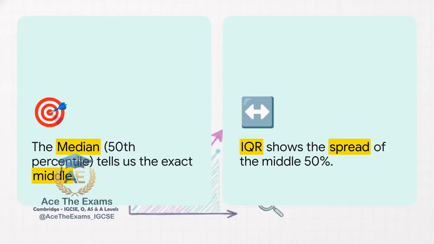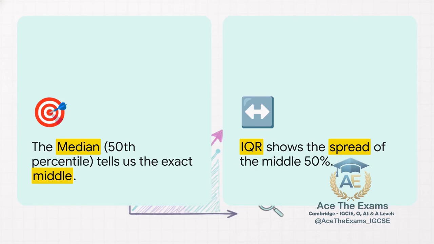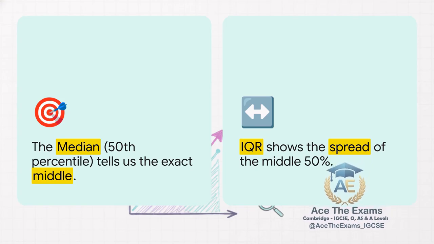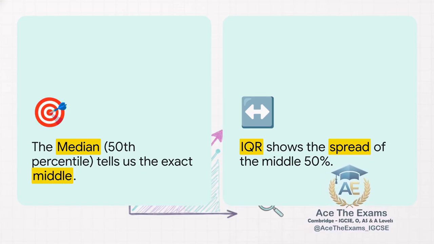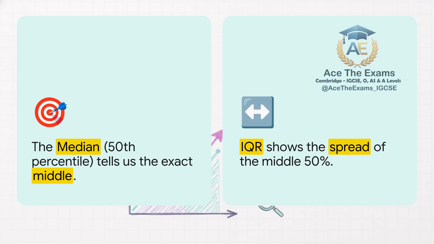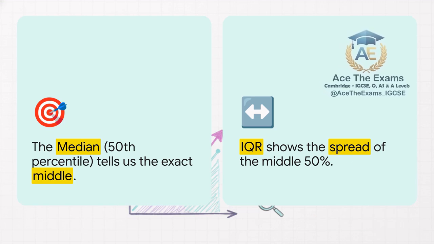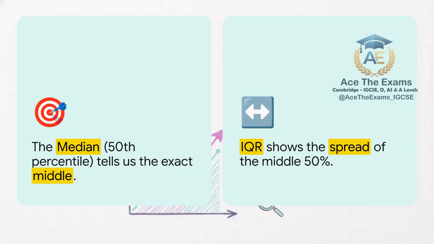From that beautiful S-curve, we can easily find 2 vital statistics. The first is the median, also known as the 50th percentile. If you have 60 plants, you literally just look at the 30th plant on the y-axis, draw a straight line right to the curve, and drop down to the x-axis to find the median height. Boom.